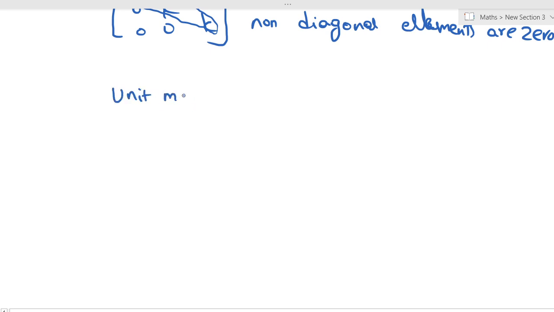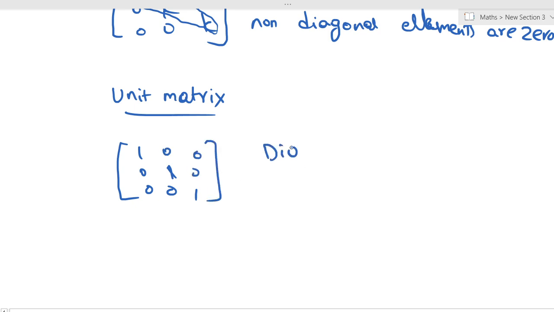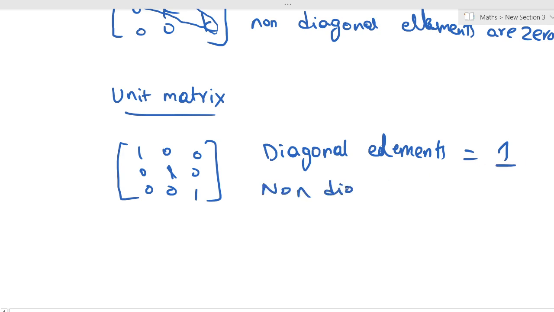Unit matrix. So guys, a unit matrix is similar to a scalar matrix. In a unit matrix, all diagonal elements are equal to 1. Non-diagonal elements equal 0.